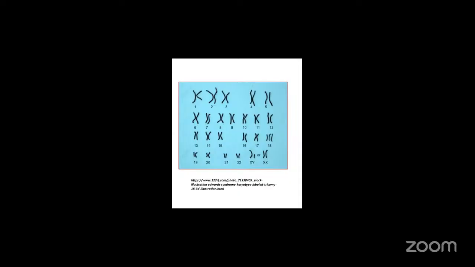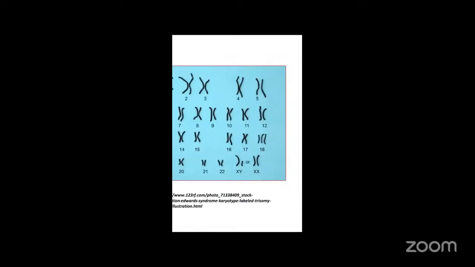See, this is actually the karyotype of this particular syndrome. Just now we have seen the 18th one. Okay, see here, this is the 18th one. So you have three sets, it is called trisomy. Otherwise, you have only two chromosomes.